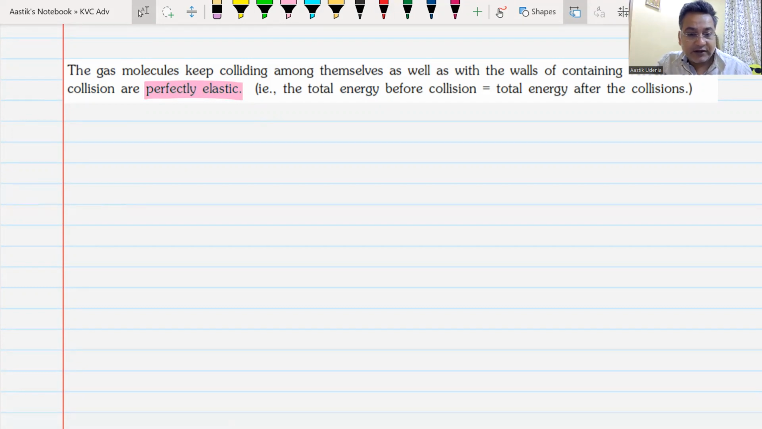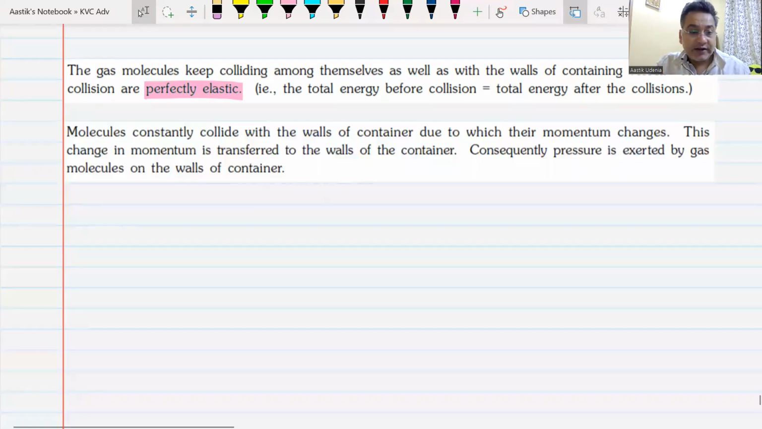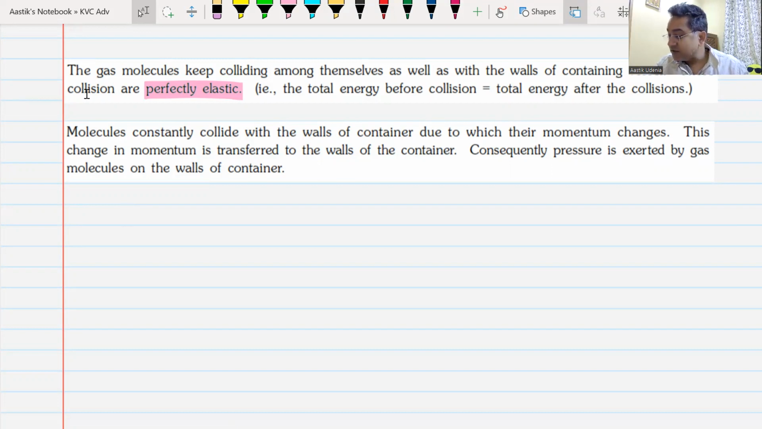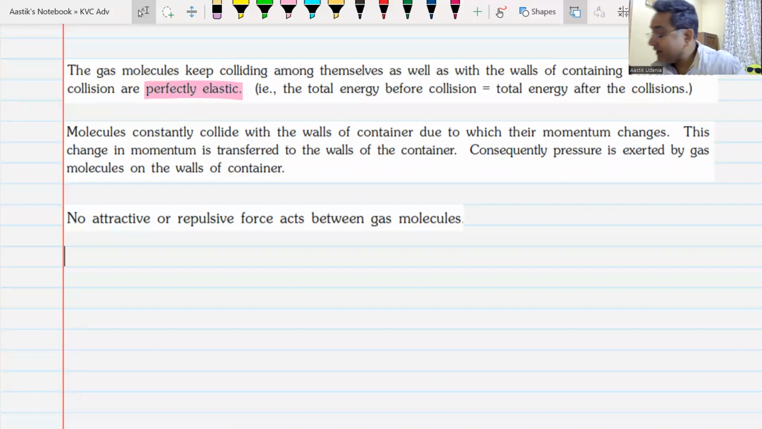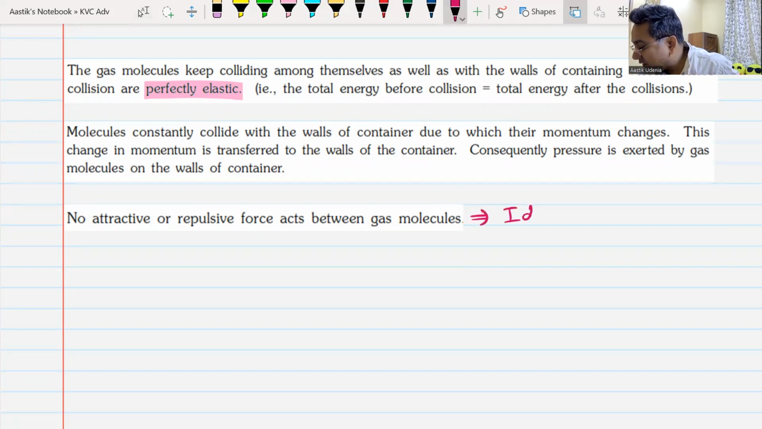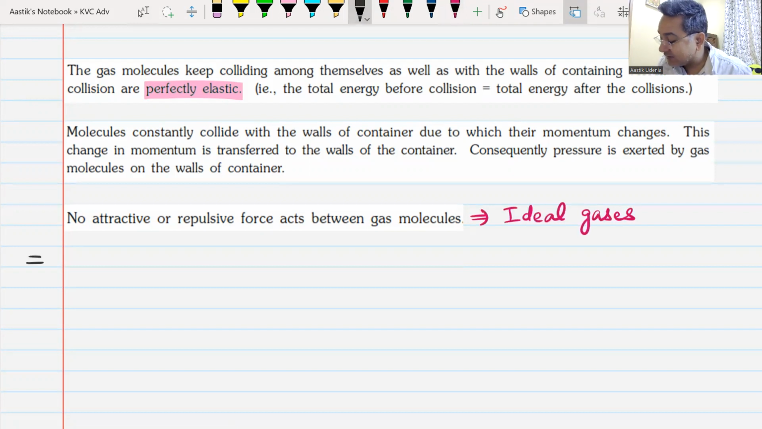These molecules are colliding with the container as well. Because of this collision with the container, we have the pressure, and this is explained in this point. Now, apart from these collision forces, when they are colliding, there are no attractive and no repulsive forces between the gas molecules. So basically, we are taking these gas molecules as ideal gases, and therefore the potential energy of these gases is taken as zero. Do we understand this, or has this gone above our head?